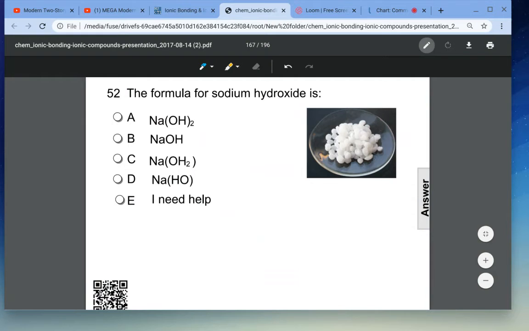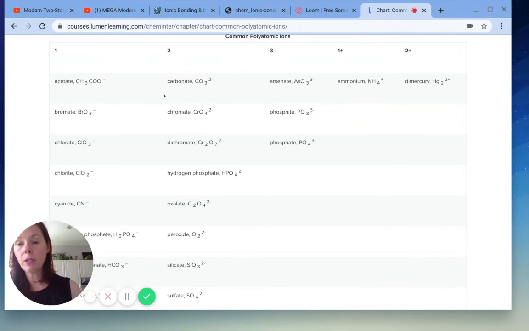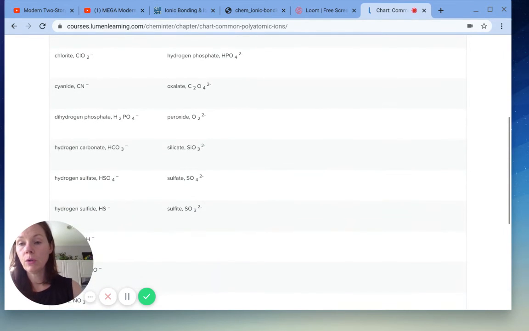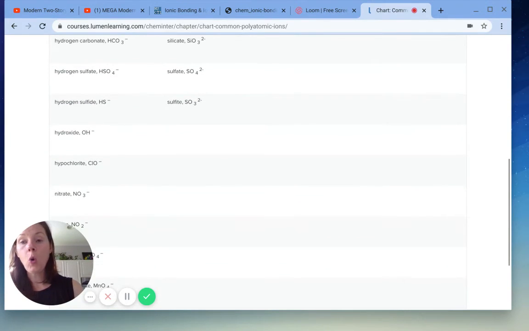Okay, sodium hydroxide. So periodic table, sodium. What's the charge on sodium? So you find the charge on sodium. Sodium is in group 1, so it has a +1 charge. Hydroxide, go to your chart. Hydroxide. There we go. OH minus.